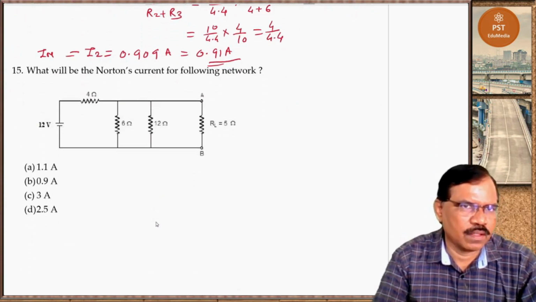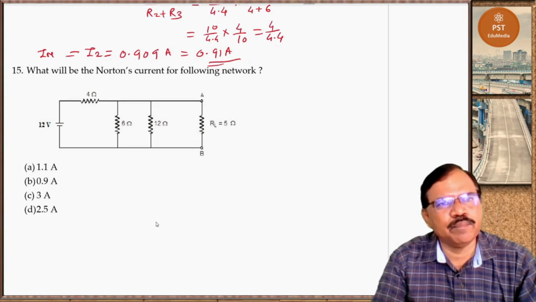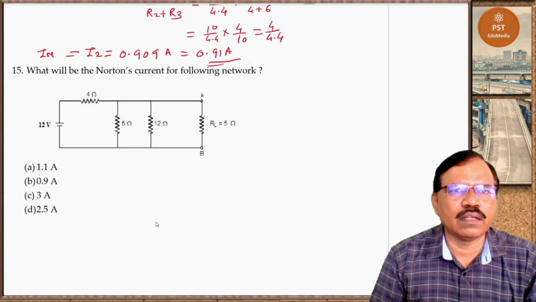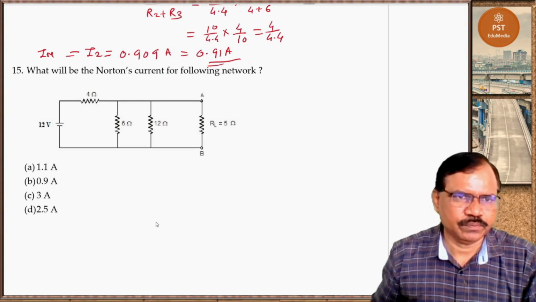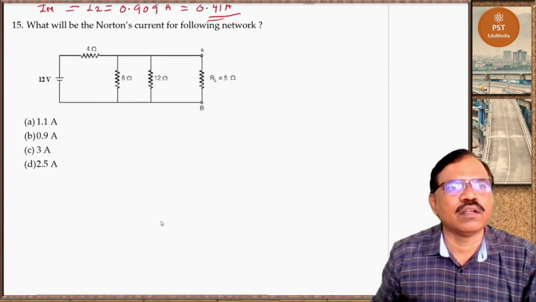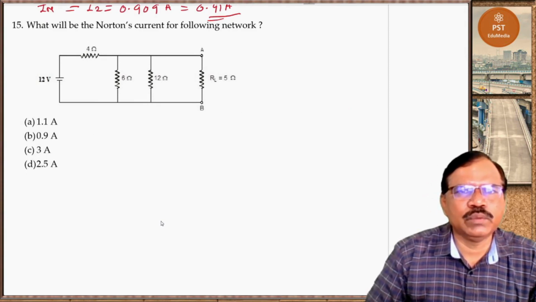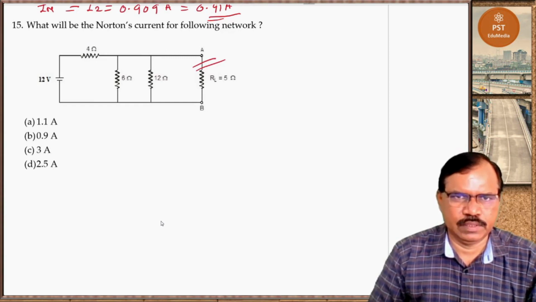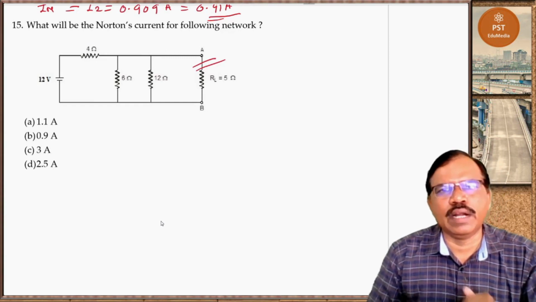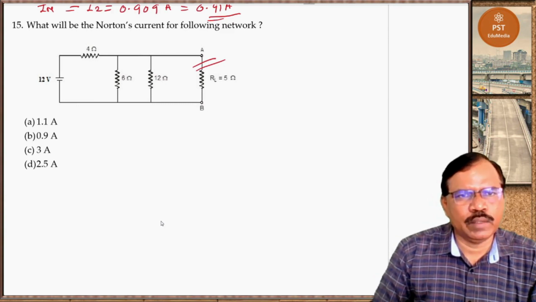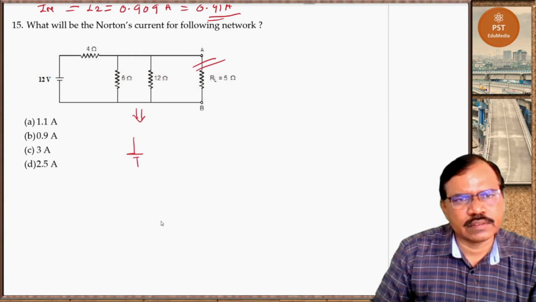Next one. What will be the Norton's current for the following network? First we have to replace the load resistance across terminals AB and connect a short. So what happens? The circuit becomes like this.